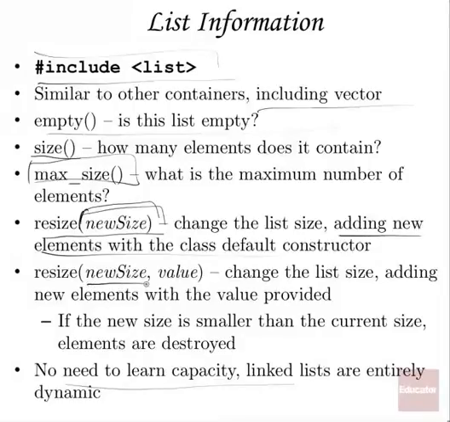So you may not want the default constructor, so you can give it a value. It would add new items to the list, and they will be initialized to whatever value you give it. And like I said here, if the new size is smaller than the current size, it will destroy elements.